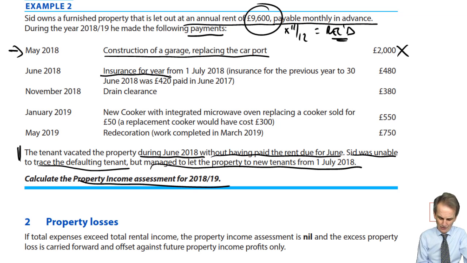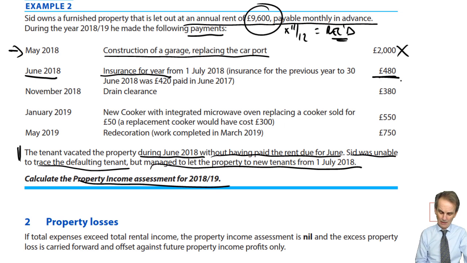Insurance for the year. Paid June 18, £480. Again, we've given you information there about what it was for the previous year through to the 30th of June 18. It doesn't matter, we don't now use an accruals basis. That's what you would have used back in 17-18. It's what you'd still use if the taxpayer elected to have the accruals basis in use. But unless you're told that, which you probably won't be, then you've got to work on a paid and received basis, a cash basis.